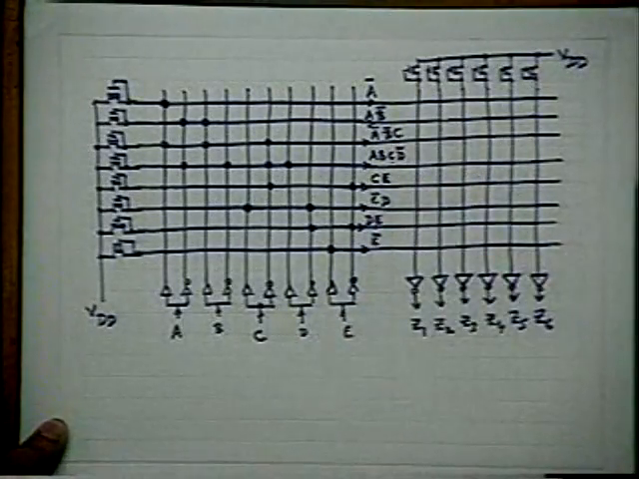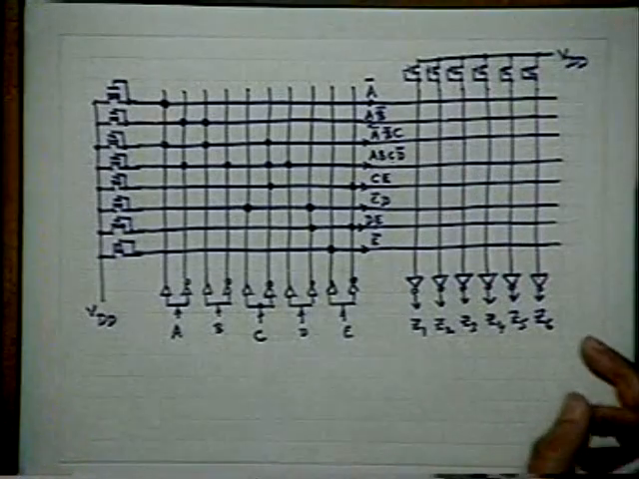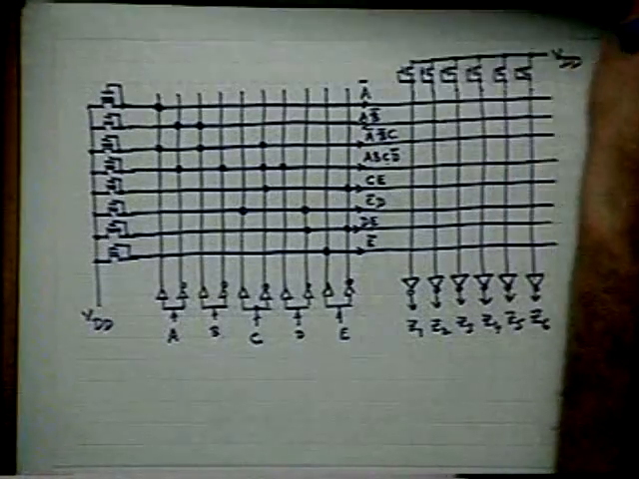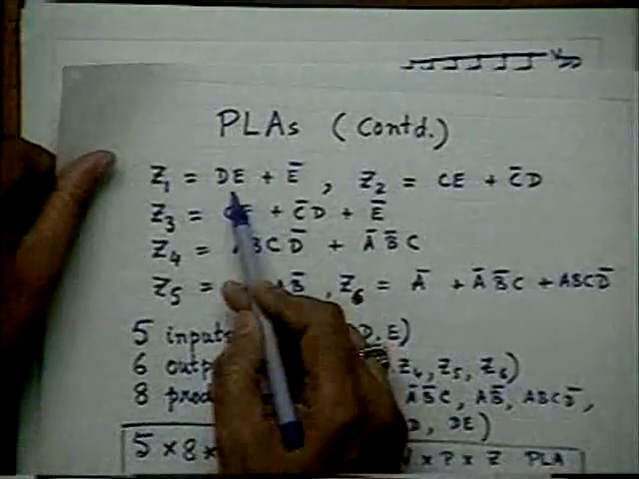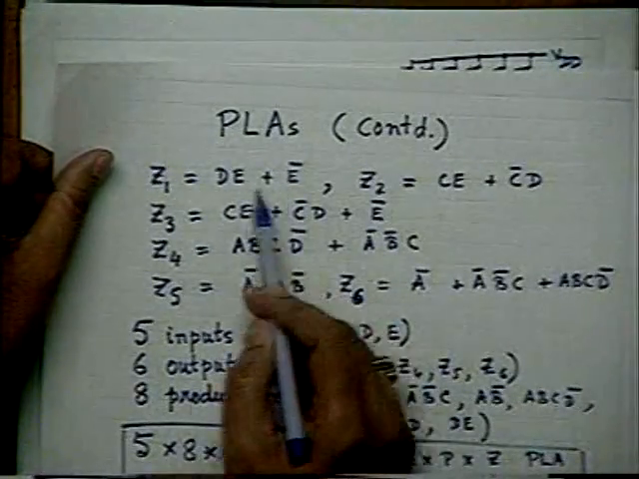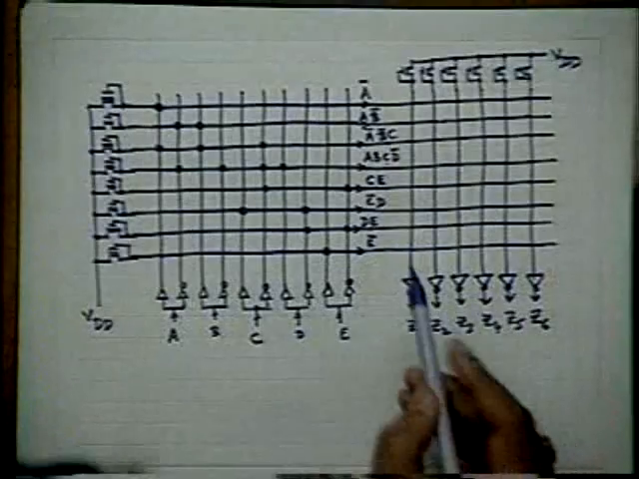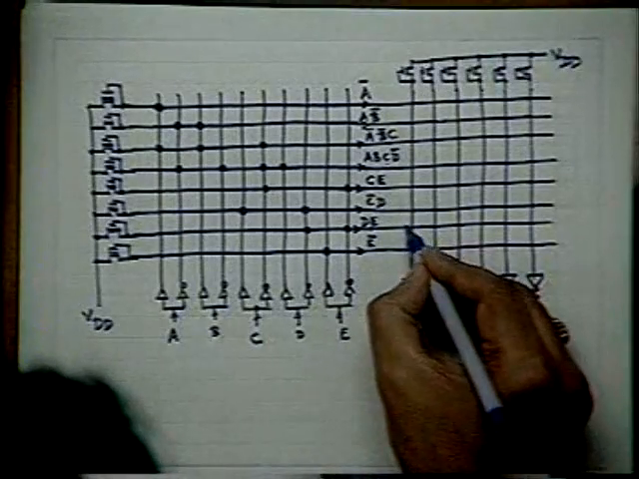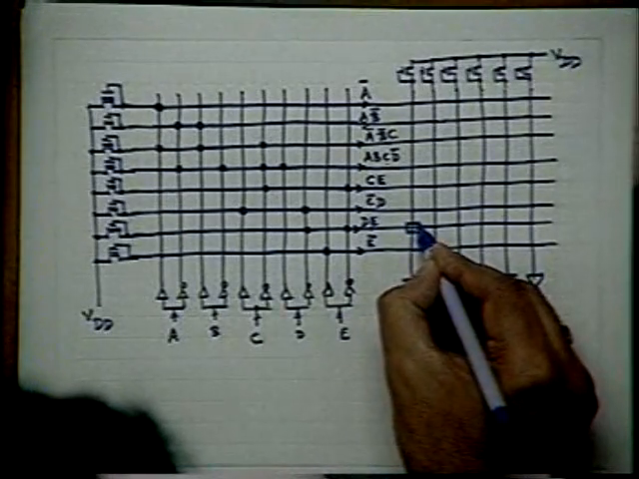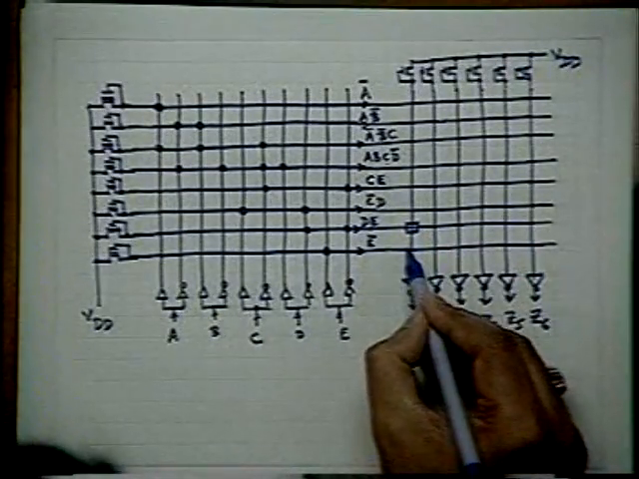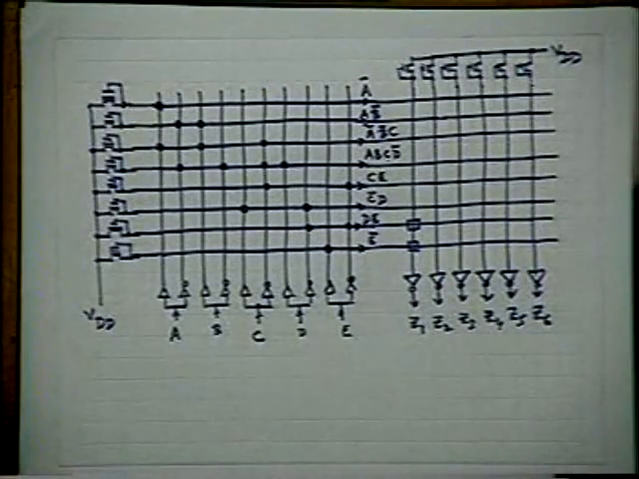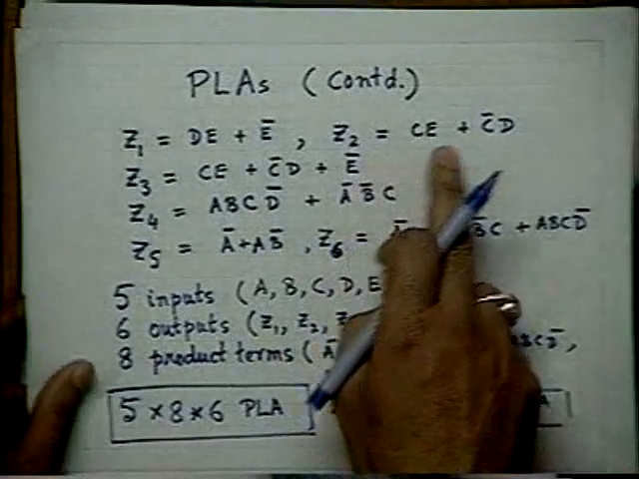Now I have to combine them. You can look at the functions. So for example, I want to produce Z1, which is the OR of DE and E bar. So what is DE line? DE line is this one. So I have to put a square here. And E bar is this one. So Z1 is produced.